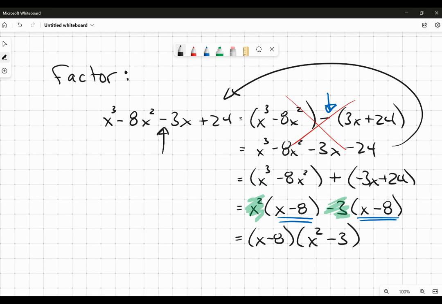Now that we've got to this point, you might look at it and say, is there any further factoring we could do here? I'm seeing this x squared minus 3, which sort of looks like a difference of squares. But 3 isn't a perfect square. That doesn't mean we couldn't take another step there and force a square root to exist. But at this point, this is very likely where most of your teachers would want you to stop.